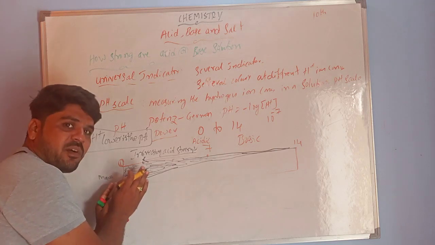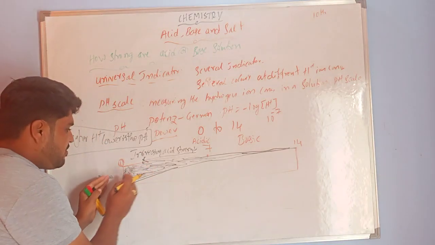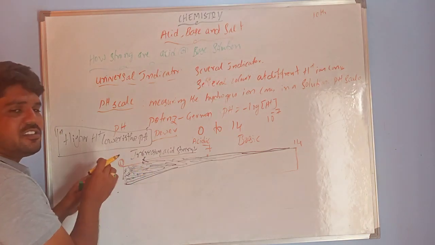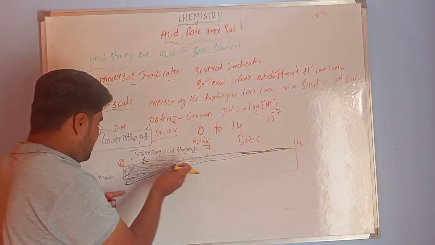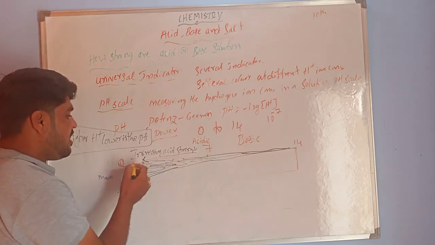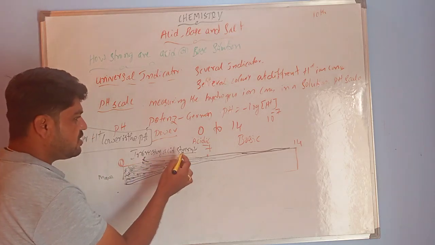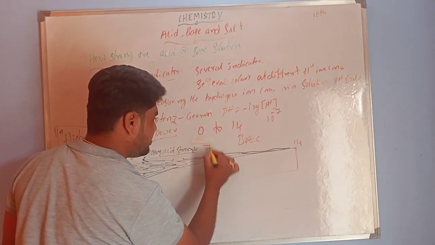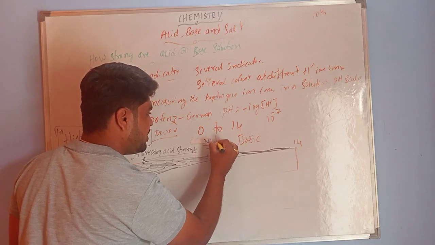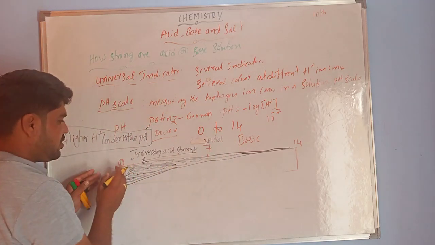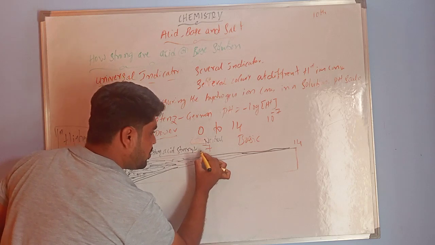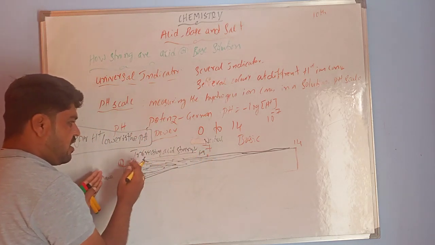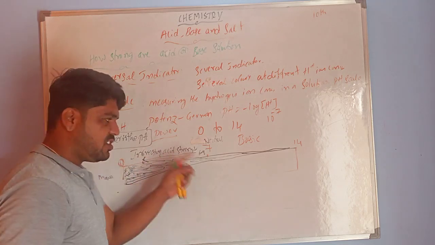If we have more hydrogen ions, the pH value is less. More hydrogen ions, pH is less. That means a less pH value indicates acidic. Here is the number 7, neutral. 0 to 7, or 0 to 6.9, we are going to consider as acidic in nature.